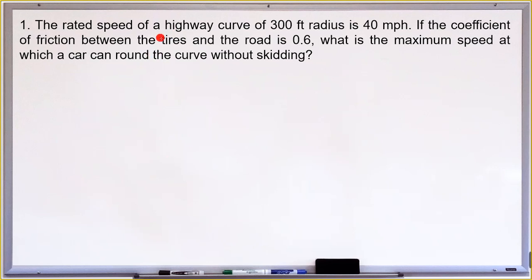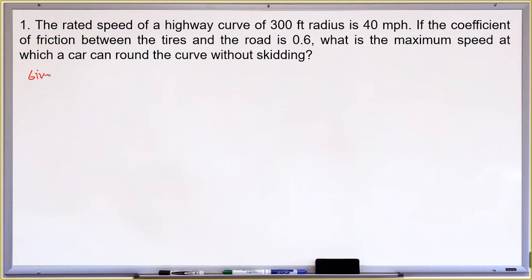The rated speed of a highway curve of 300 feet radius is 40 miles per hour. If the coefficient of friction between the tires and the road is 0.6, what is the maximum speed at which a car can round the curve without skidding?